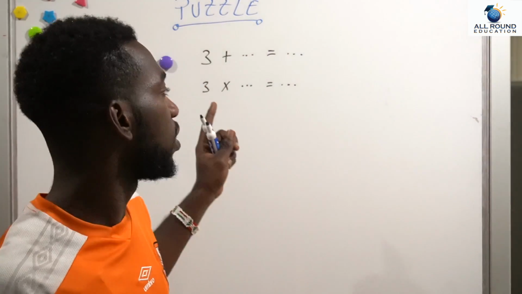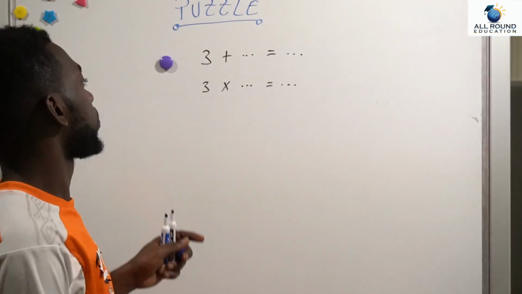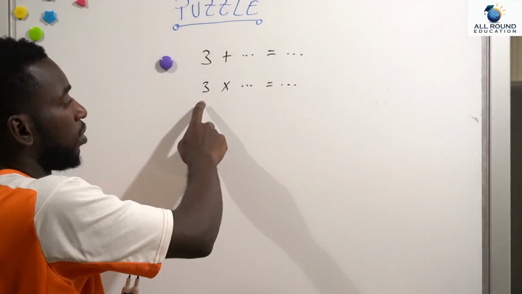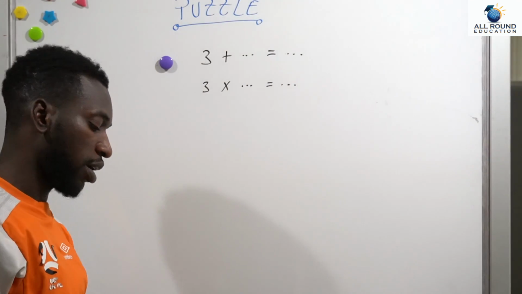So I've got a puzzle for you today, rather than simplifying or rationalizing. You might have seen this puzzle before, but if you haven't, let's get started. The puzzle is 3 plus something equals something, and 3 times something equals something. This doesn't make sense? Yeah, it doesn't.